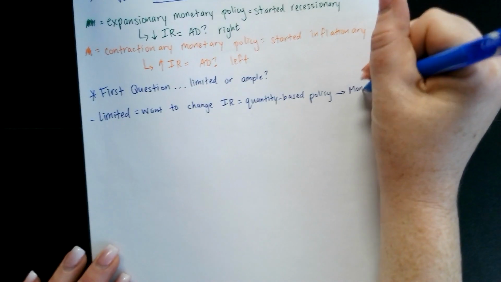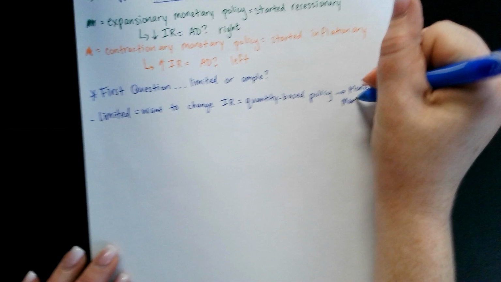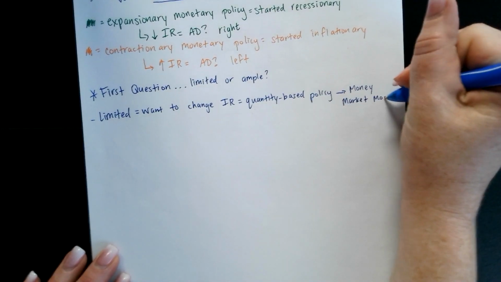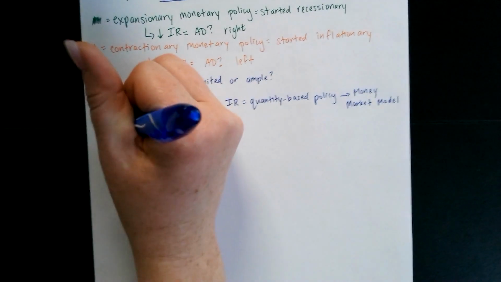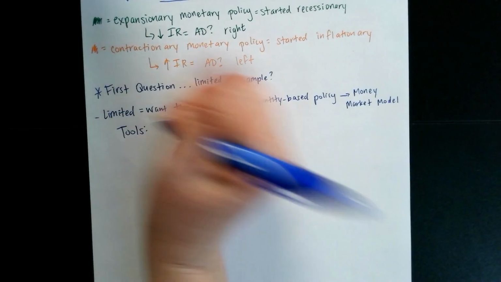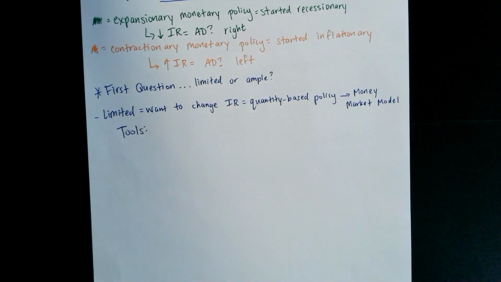So you'll be able to see this on a money market model. As you shift your money supply curve, going to the right, going to the left, changing your quantity, because that's ultimately what your vertical line measures, you're going to walk away and tell me that an interest rate has gone up or down. But it gets even more specific. A limited system has certain tools for monetary policy, and an ample system has certain tools for monetary policy.